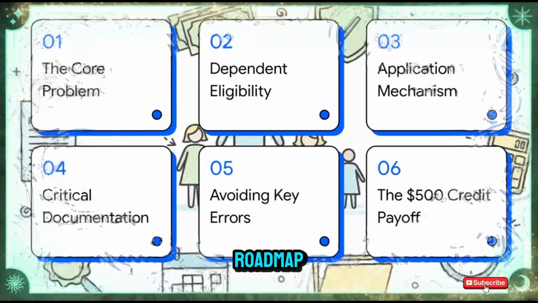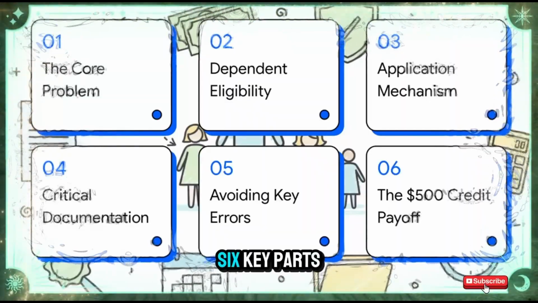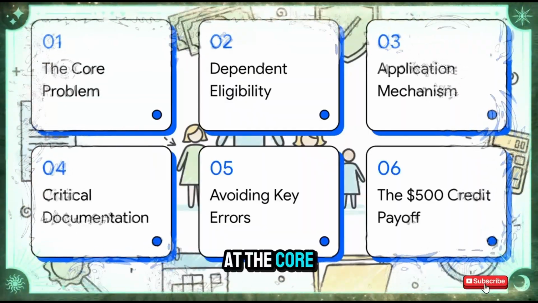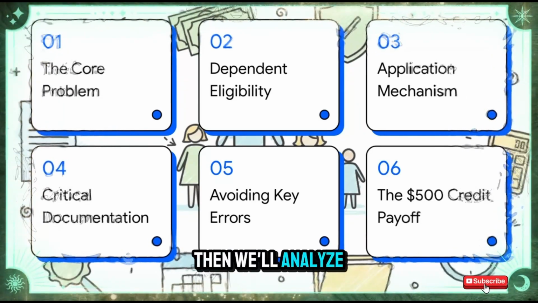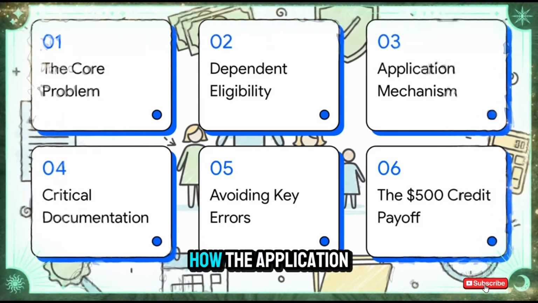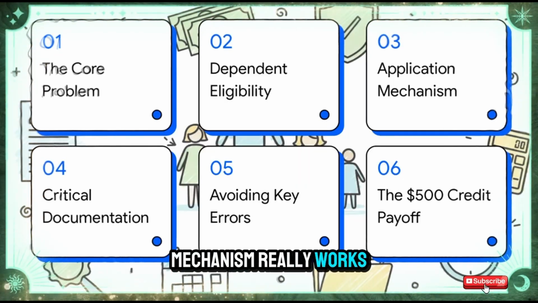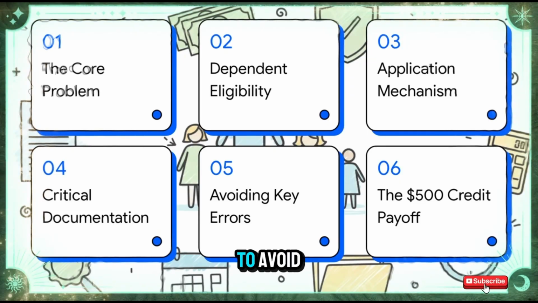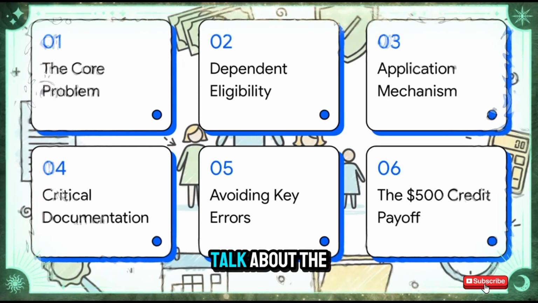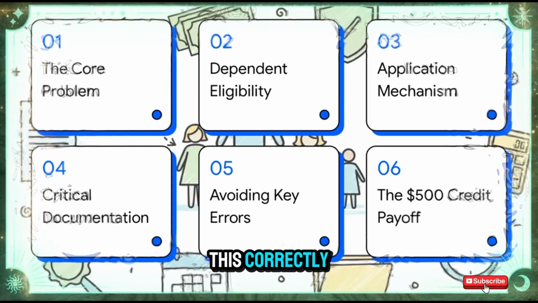So here's our roadmap. We're going to break this down into 6 key parts. First, we'll look at the core problem. Why this credit even exists. Then we'll analyze who's actually eligible, how the application mechanism really works, what documents you need, and, this is a big one, the critical mistakes to avoid. And finally, we'll talk about the payoff for doing all this correctly.